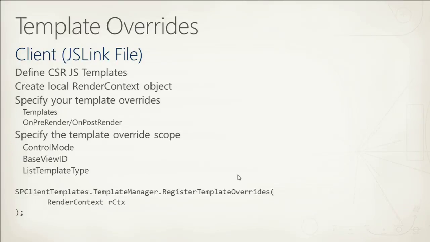After you've done all that, you've constructed your object, then you're going to make a call to SPClientTemplates.TemplateManager.RegisterTemplateOverrides, and you're going to pass in that override context that you've created.